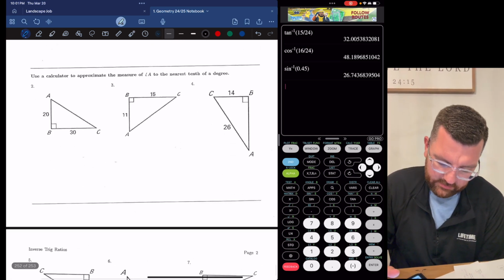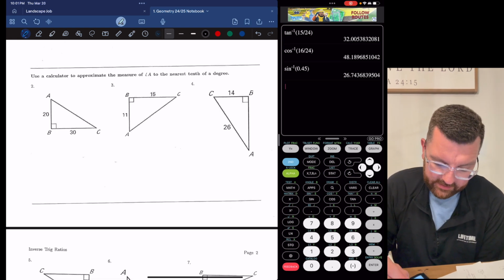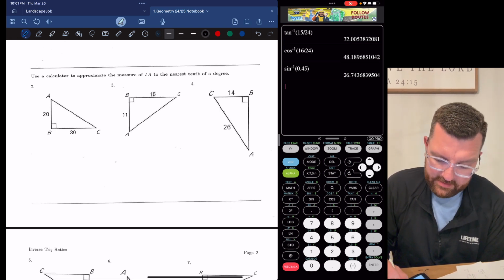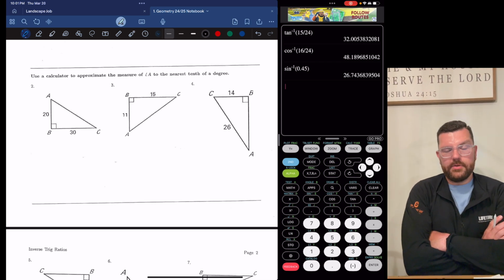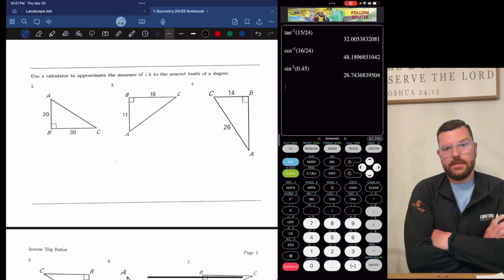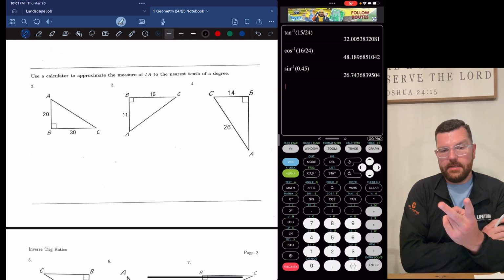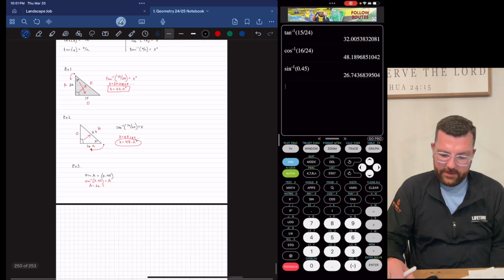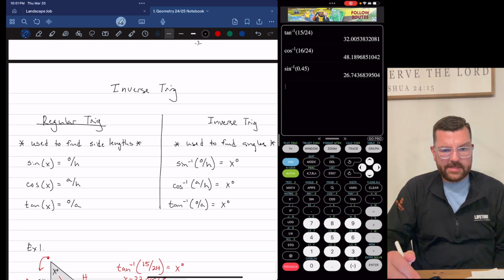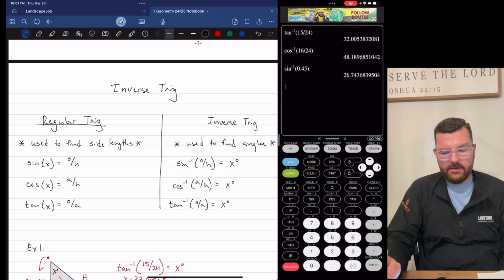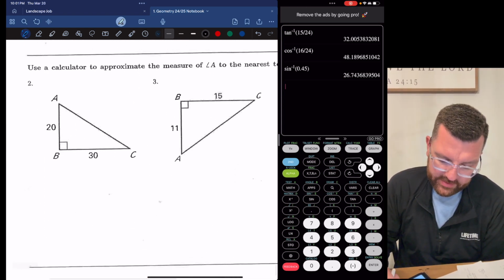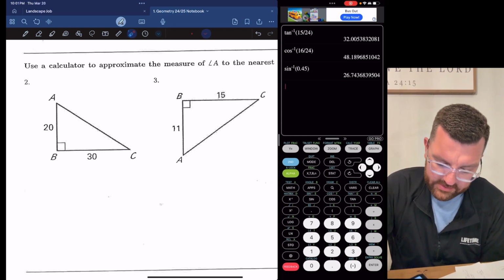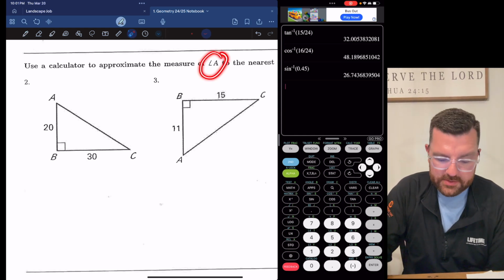Let's go down to what would be number 2. Use a calculator to approximate the measure of angle A to the nearest tenth of a degree. What trig do we use to find angles? There's only 2 trigs, regular trig, inverse trig. Our notes just told us that one of those trigs is used to find side lengths, the other trig is used to find angles. So since we're looking for angles here, we're going to use inverse trig. And it's to find the measure of angle A. The directions tell us which angle we're looking for.